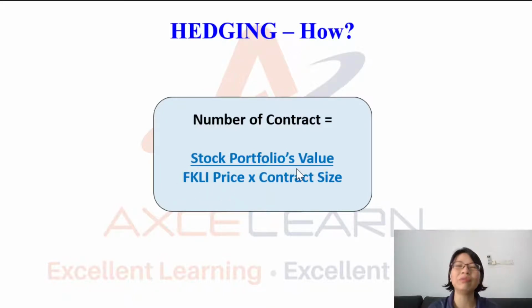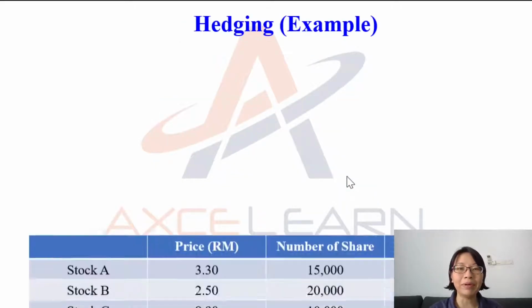The bottom will be your futures. The futures value is very simple. You take your FKLI price times your contract size. For example, in this case, FKLI, the contract size is what? 50 ringgit Malaysia per point. Then for FM70, the previous contract specification will be ringgit Malaysia 2. I do not know the latest contract size, but the previous one will be ringgit Malaysia 2. So it's very simple: your stock value divided by your futures value. That's it. Now I give you an example.